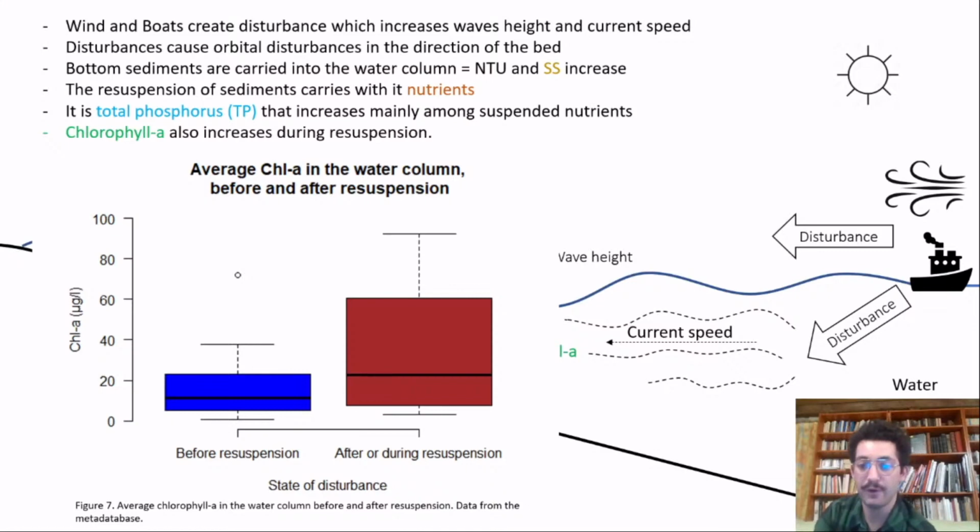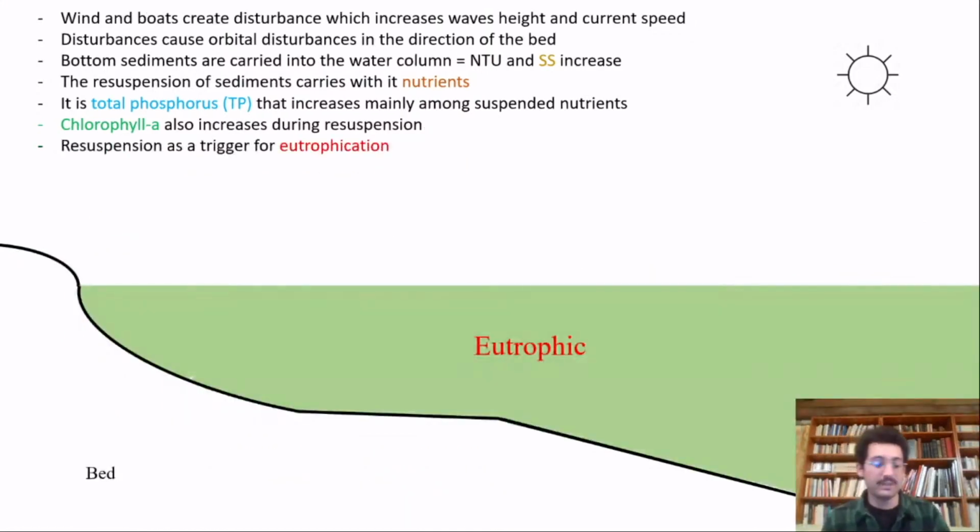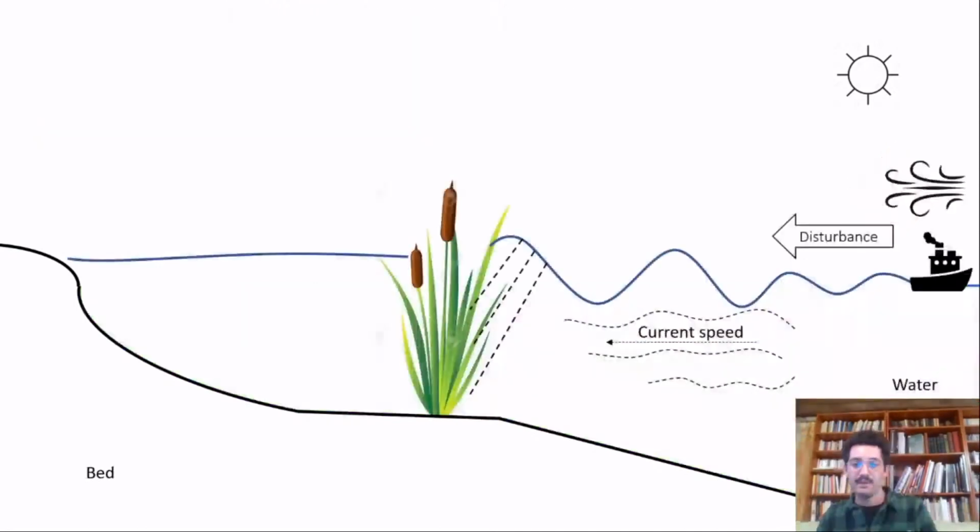These biases can explain the high variability of response of increase in chlorophyll A after or during the resuspension episode compared to before. Then the literature has shown that resuspension can be a trigger for eutrophication. First, by increasing the phosphorus in the water column, which has been shown to be the limiting nutrient in aquatic ecosystems, and also continued turbid conditions may favor floating species compared to rooted species. These processes can lead to the loss of biota and great concern for human health.